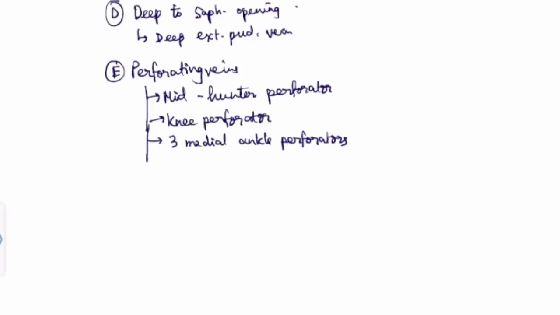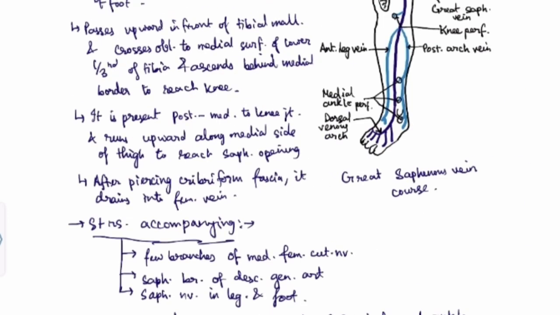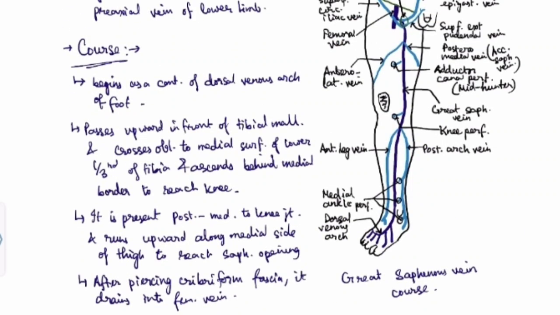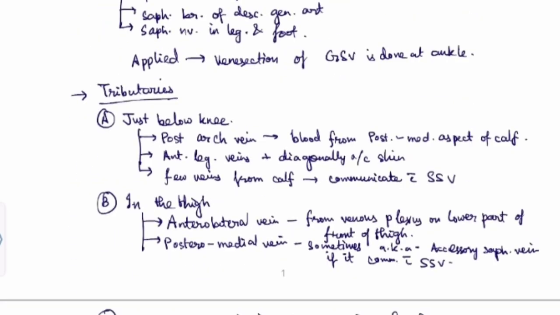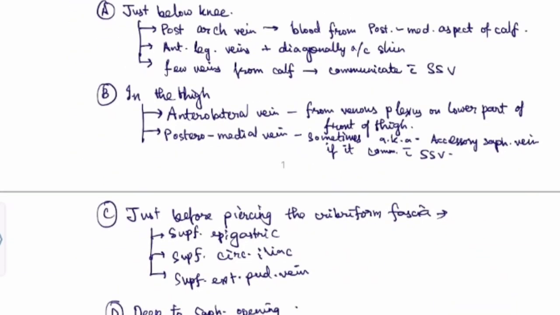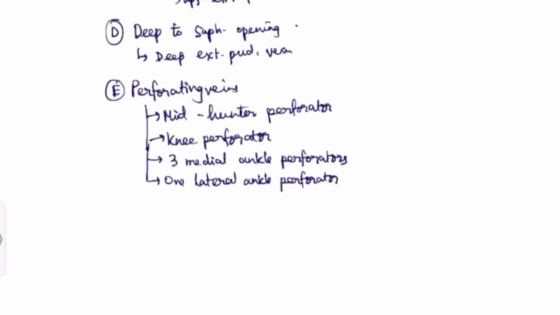Let's go on now to one lateral ankle perforator. Where is it? Let's search for it. Okay, it's not present. It should have been present somewhere here. It will go from here to here. Since it's a bit cumbersome, they have not drawn it. This diagram is from AKD. As I've already mentioned many times before, AKD is definitely a very good book.